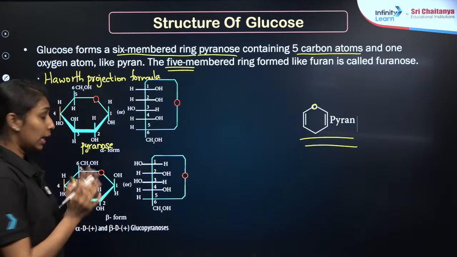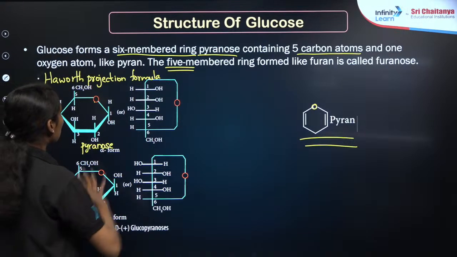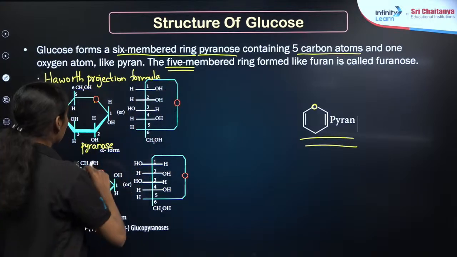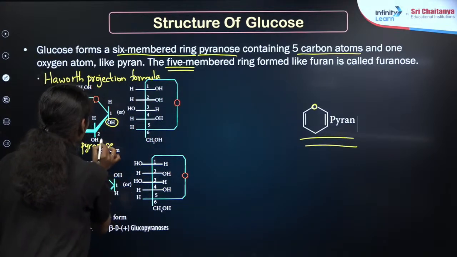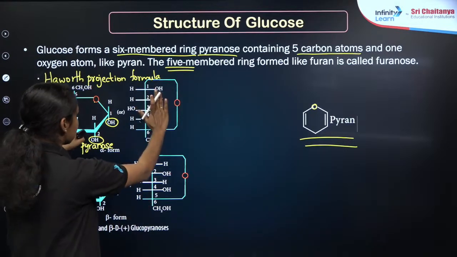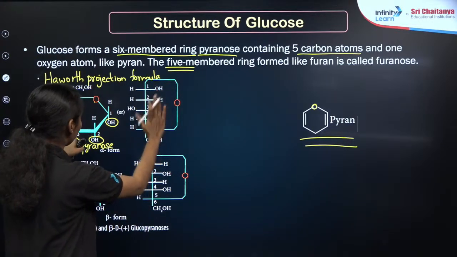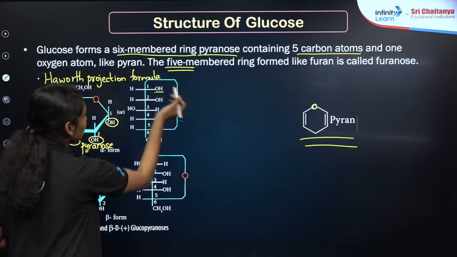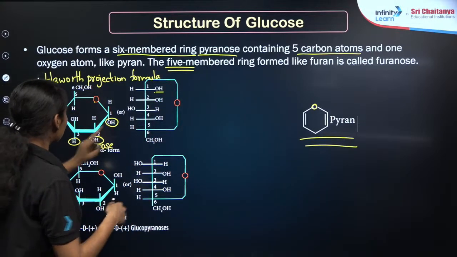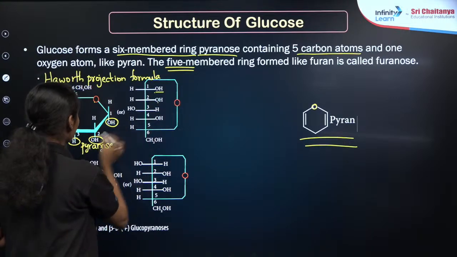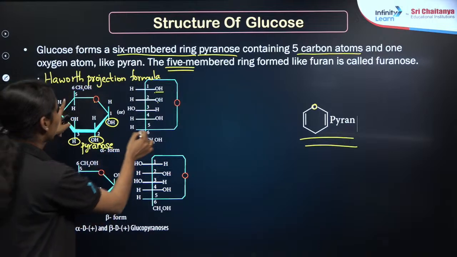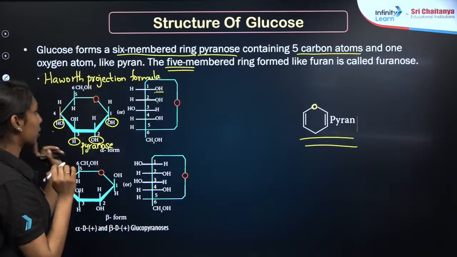Haworth projection formula. The main thing is that whenever any group is present on the right side, it should be written at the bottom of the plane. For example, if I take this molecule, the alpha form of glucose, here the OH is on the right side, so I am taking it below the plane. Then here again OH bottom, H bottom, OH bottom. The last one is CH2OH, right? Are you getting my point?